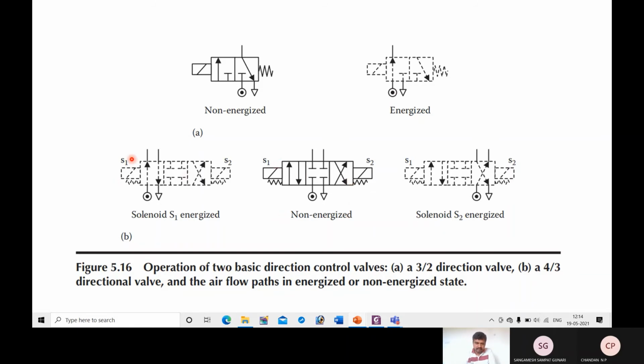If it receives this signal, this position will be actuated, then it will go back to the neutral position. There will be another position called neutral. Since there is a spring, if there is no electric signal, then it will go back to this neutral position. Suppose one more signal is given to this solenoid, then this position will be actuated. Solenoid S2 energized, so that means this position will get actuated.